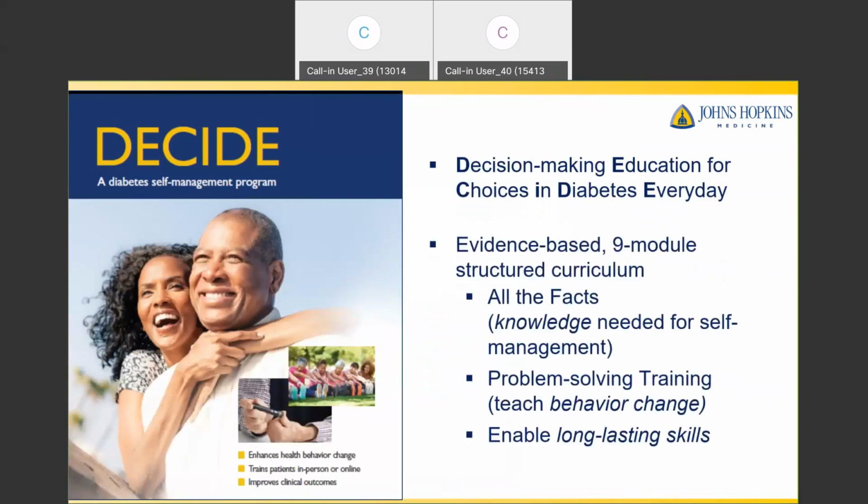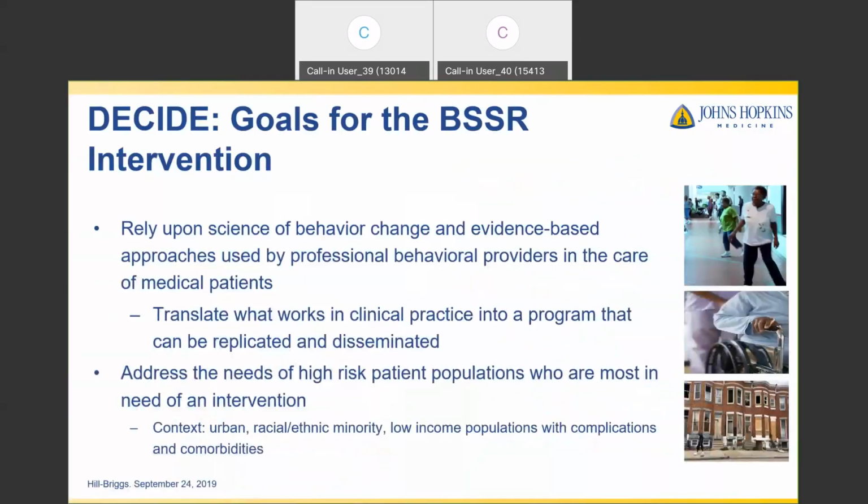So the purpose of the DECIDE program is to develop an evidence-based module. It's a 9-module structured curriculum that provides both knowledge, which is essential for self-management, but it also provides behavior change training, and that's done through problem solving in order to enable long-lasting skills. Like the DPP, which is able to show benefits long after the original intervention, it's important that people have skills they walk away with and are able to continue to utilize in order to have long-term benefits.